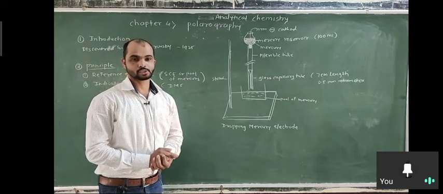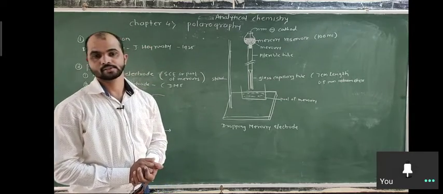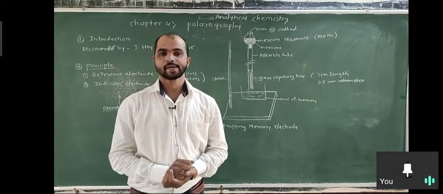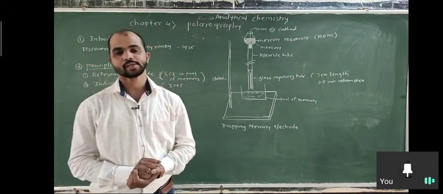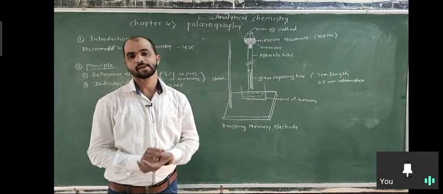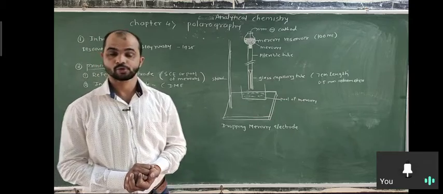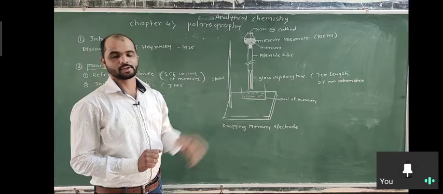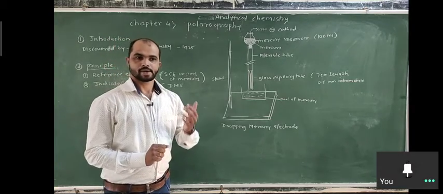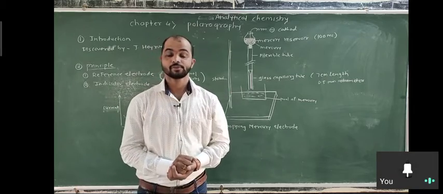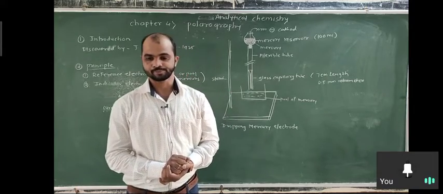So this course has 6 chapters. The first chapter of the course is gravimetric analysis. Second chapter is thermal method of analysis. After that, the third one is spectrophotometry, and the fourth chapter is polarography. Fifth one is atomic absorption spectroscopy, and the last one is flame emission spectroscopy.